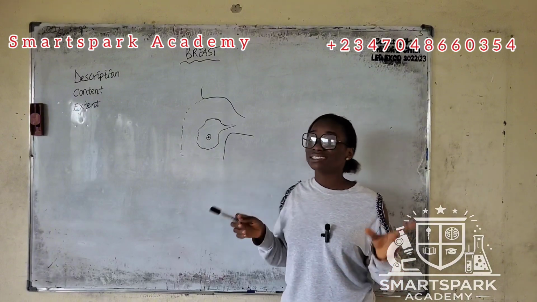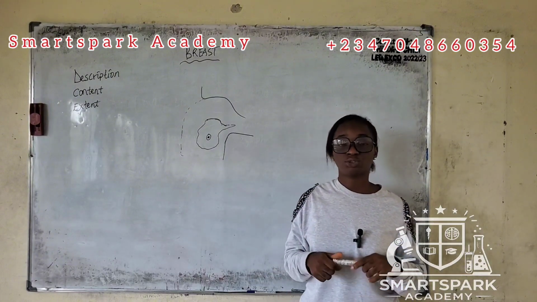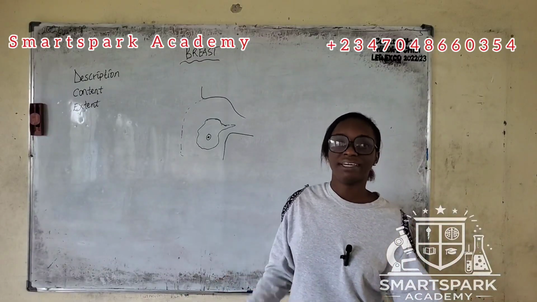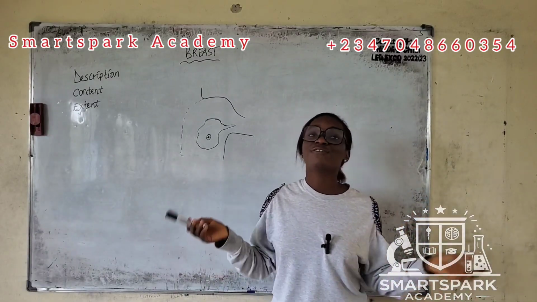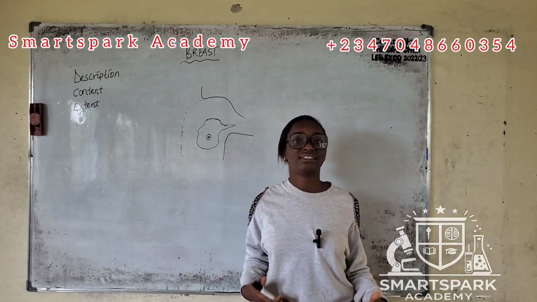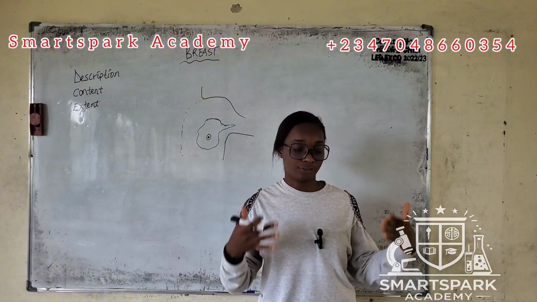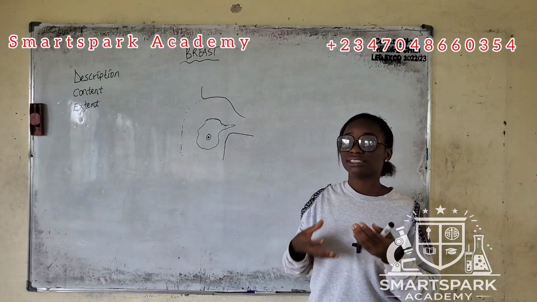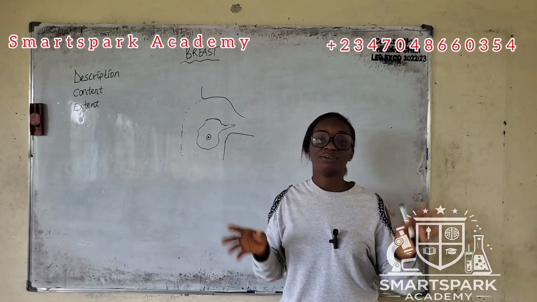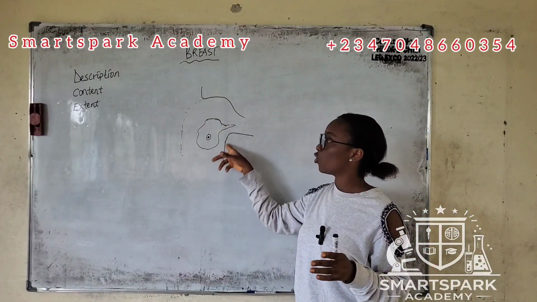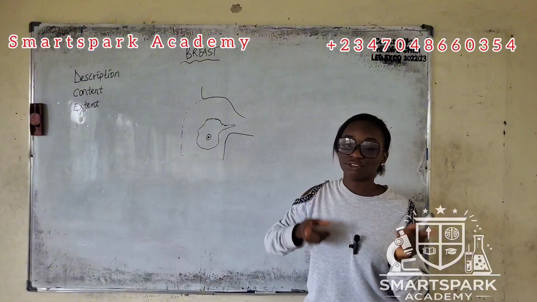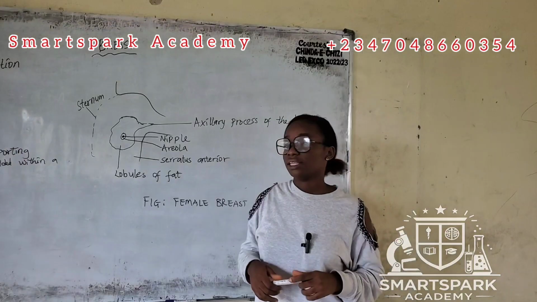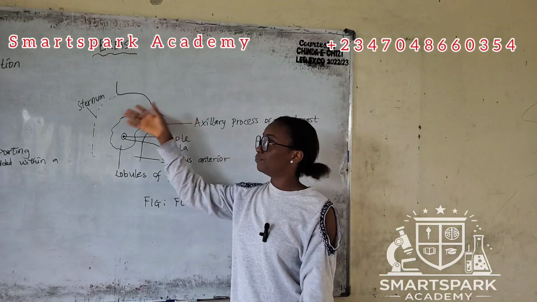Now, the breast is the most prominent superficial structure found on the anterior thoracic wall, especially in women. If you look at a girl anteriorly, like if you're looking at her front, the first thing you notice is the breast. Why? Because it is prominent. It is outstanding. It's a prominent superficial structure. Where is it found? The anterior thoracic wall.